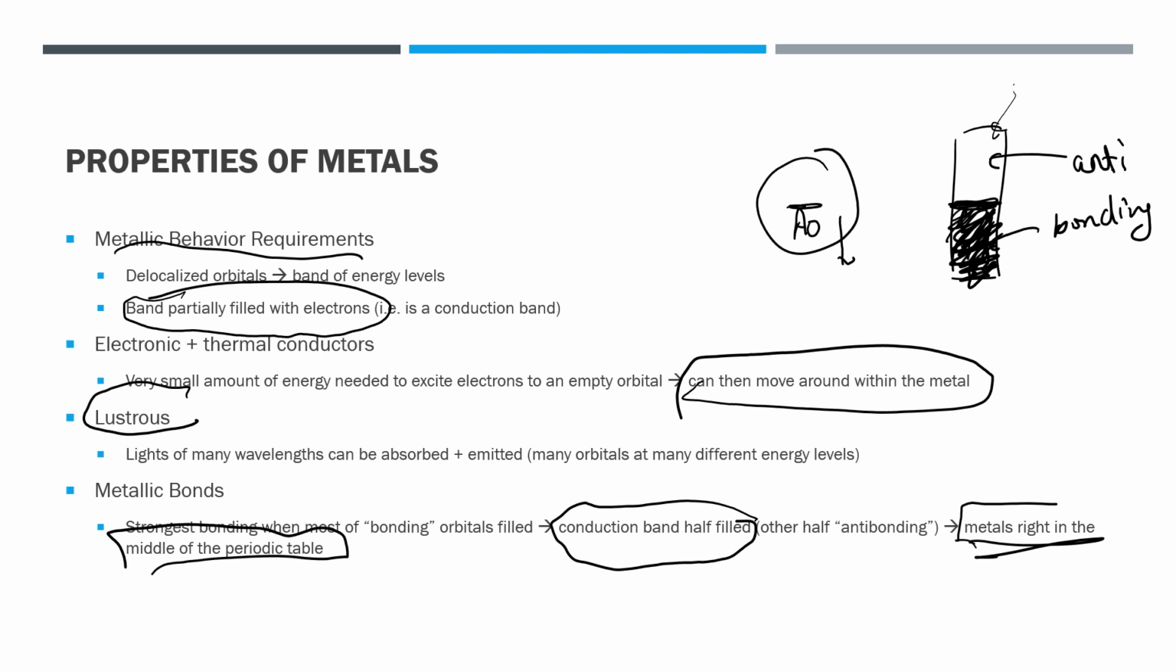And why is it metals right in the middle? Because if we go to the left, then not all the bonding orbitals are going to be filled. It's going to be something like that. If we go to the right, we're going to start filling the anti-bonding orbitals. So it's going to look something like that. Whereas right in the middle, we're going to have a nice halfway point.